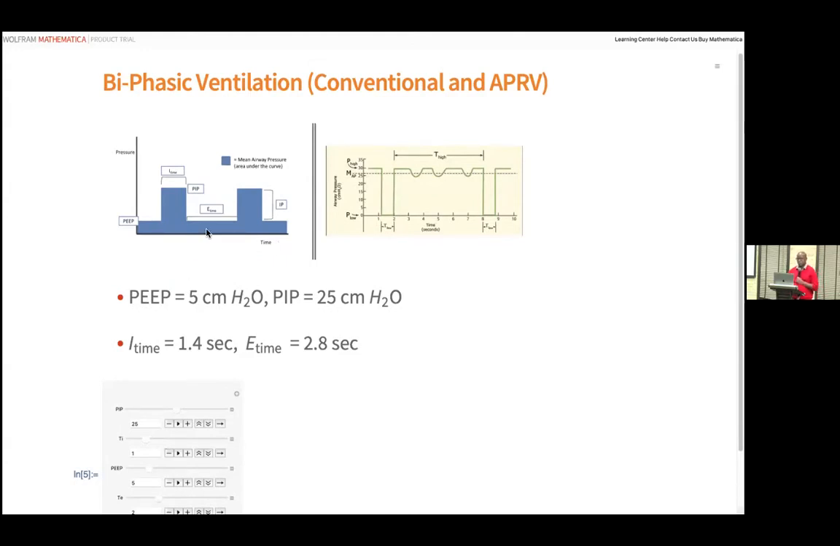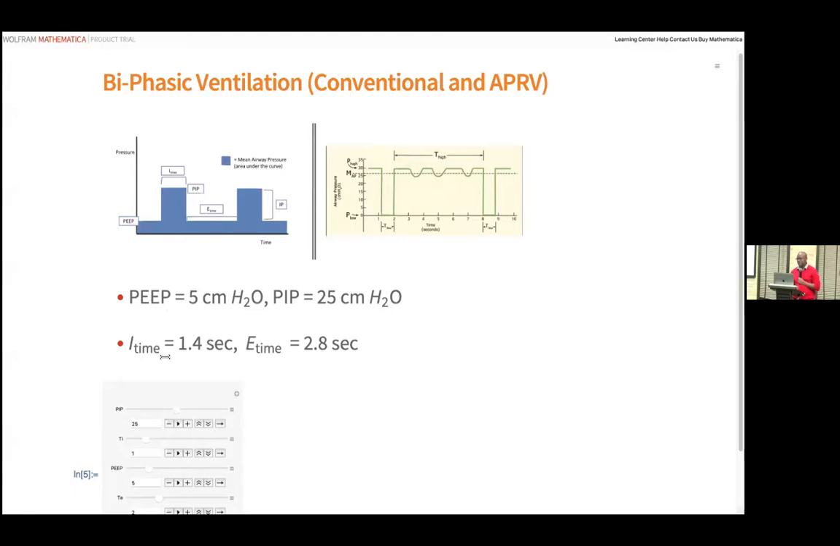So for example, what is the mean airway pressure? Because the only difference between regular biphasic and APRV is your mean airway pressure, which of course is a result of the difference in your breath timing. So in conventional biphasic ventilation, you have your inspiratory time being shorter than your expiratory time. A lot of the time when you put patients on the mechanical ventilator and they don't have lung problems, we normally set the inspiratory time to be half the expiratory time, or the expiratory time to be twice the inspiratory time.